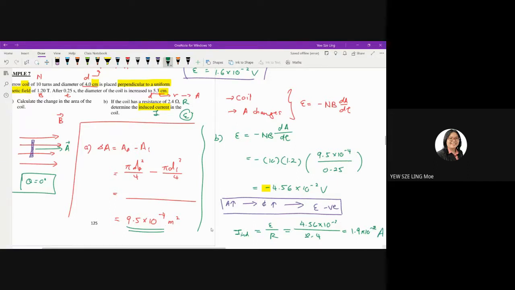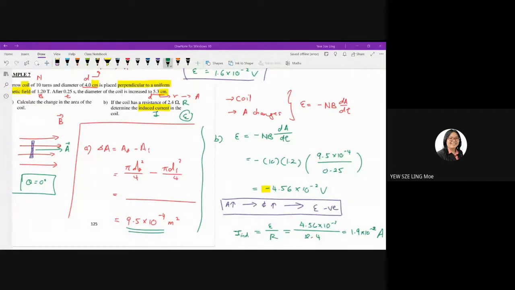So that is the answer for example 7. Again, I give you 2 minutes to write it down before we proceed to example 8.